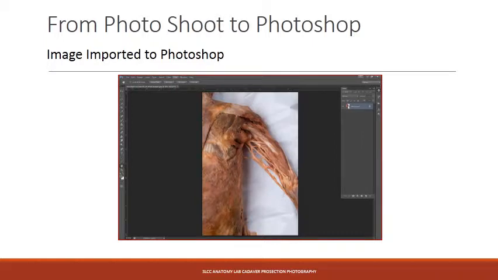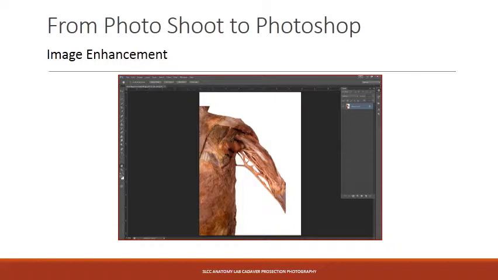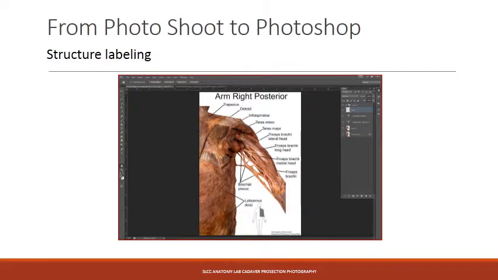The third step in the process is post-production. The work is very painstaking and strict attention to detail is mandatory. This is where further isolation and enhancement of the image takes place. Finally, accurate labeling is applied. Only the structures required for student knowledge are labeled.